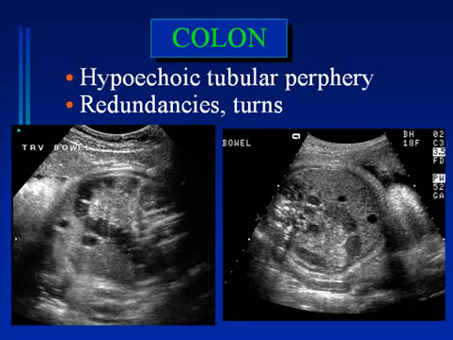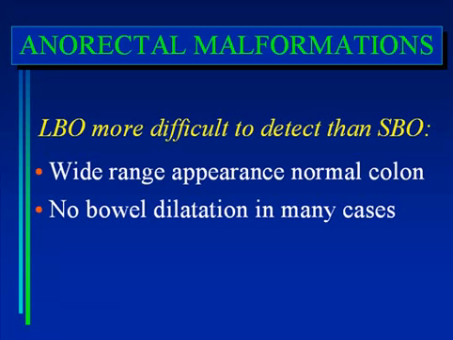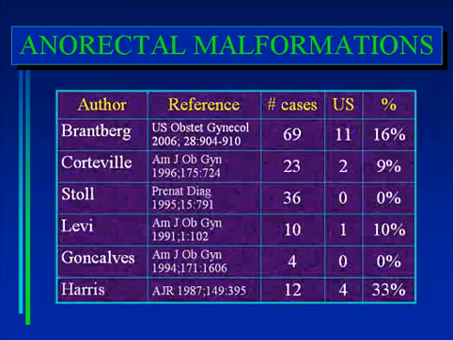Here are some examples. The colon will look like a hypoechoic tubular structure within the abdomen in most fetuses. Here we see colon in this fetus, and notice it just goes right through the center of the abdomen. And here's a loop of colon in another normal fetus. Large bowel obstructions are much more difficult to detect at ultrasound than small bowel obstructions, and this is partly because of the wide range of appearance of the normal colon, and also because there's no bowel dilatation in many fetuses with large bowel obstructions like anorectal malformations.